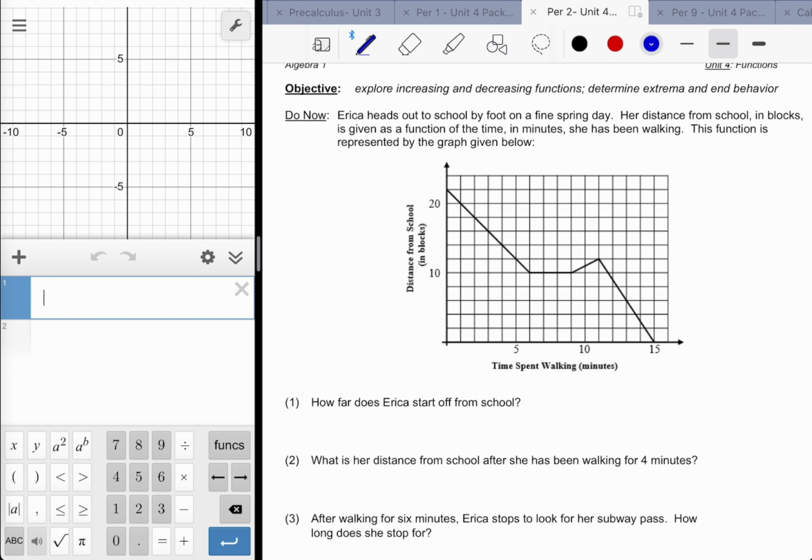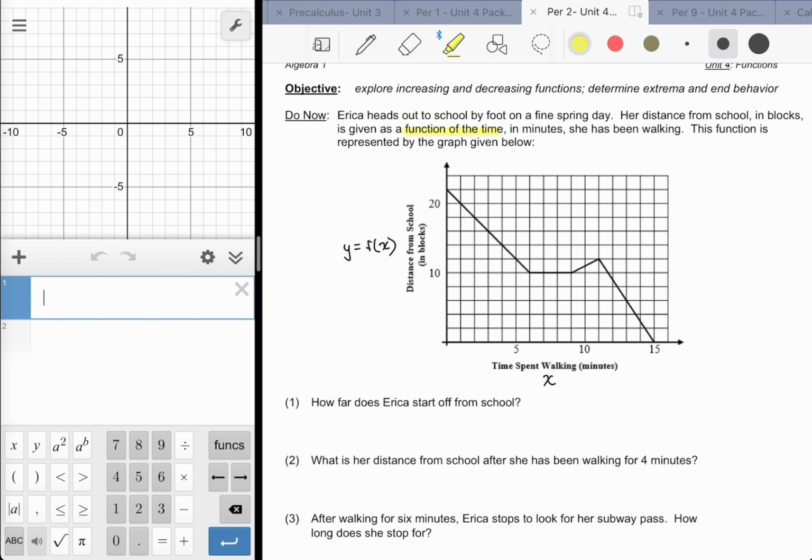Erica walks to school on a fine spring day, and her distance from school in blocks is given as a function of the time in minutes she has been walking. The function is represented by the graph given below. So what they're telling us in the setup is that the x value represents time, and the y equals f of x value represents distance in blocks. Under normal circumstances it would be x, y, but they did say it's given as a function of time, so we know we're looking at a y equals f of x situation.